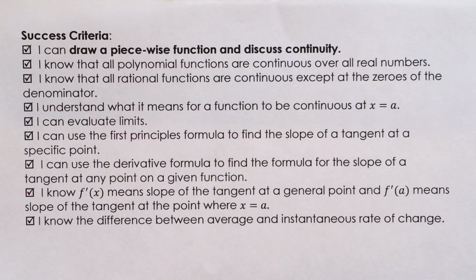We can evaluate limits. We can use the first principles formula to find the slope of a tangent at a specific point. We can use the derivative formula to find the formula for the slope of a tangent at any point on a given function. We know f prime of x means slope of the tangent at a general point, and f prime of a means slope of the tangent at the point where x is a. And we know the difference between average rate of change and instantaneous rate of change.